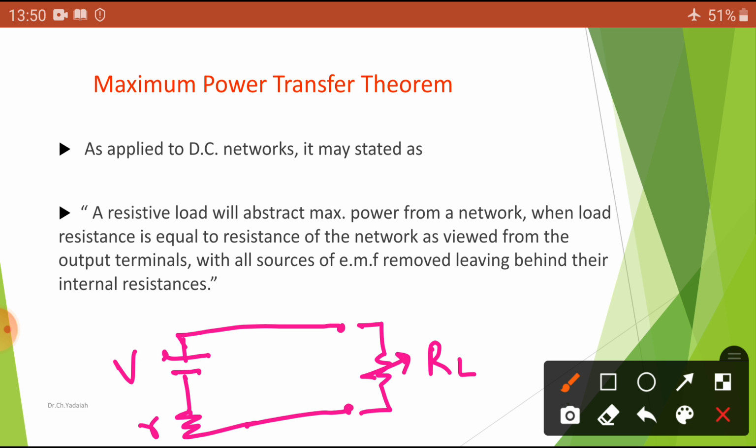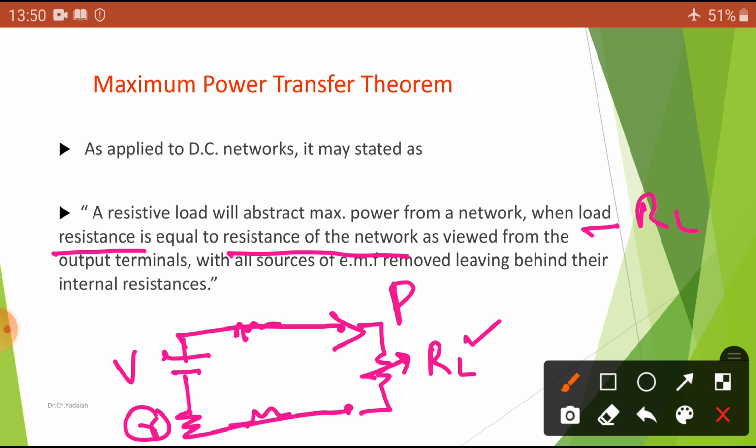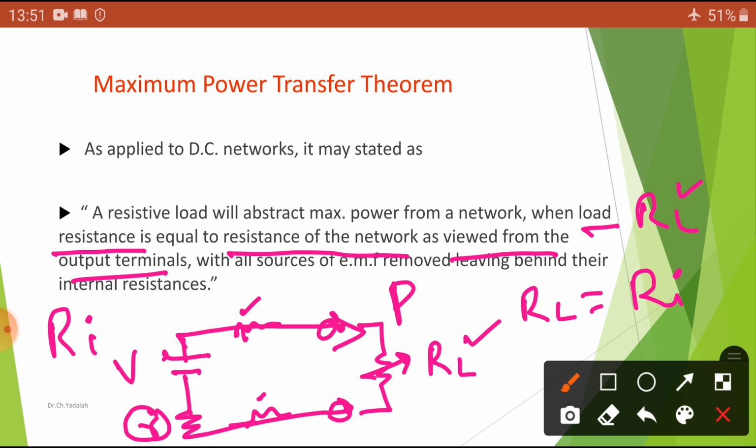This is the source. A resistive load will draw the maximum power from a network when the load resistance equals the resistance of the network. Here is a small r, or sometimes there is another resistance also present in the network, so this resistance combination, if you add them, we can take it as the internal resistance RI. If RL, the load resistance, equals the internal resistance RI as viewed from the output terminals, with all the sources of EMF removed, leaving behind their internal resistance.